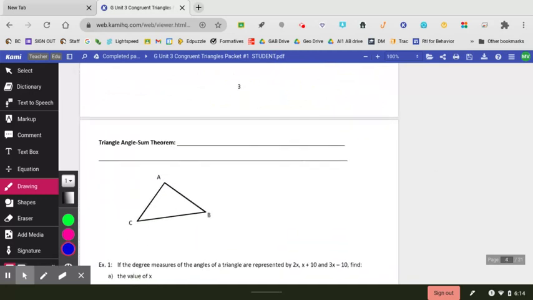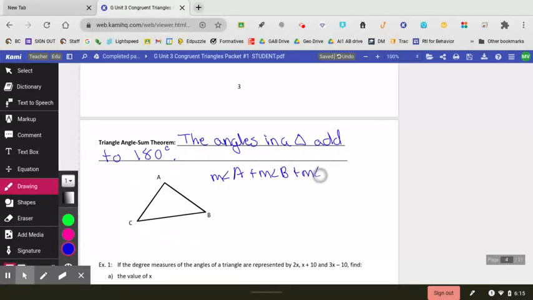Now we're going to talk about the very important triangle angle sum theorem. This says the angles in a triangle add to 180 degrees, always. So if I have this triangle ABC, the measure of angle A plus the measure of angle B plus the measure of angle C equals 180 degrees.